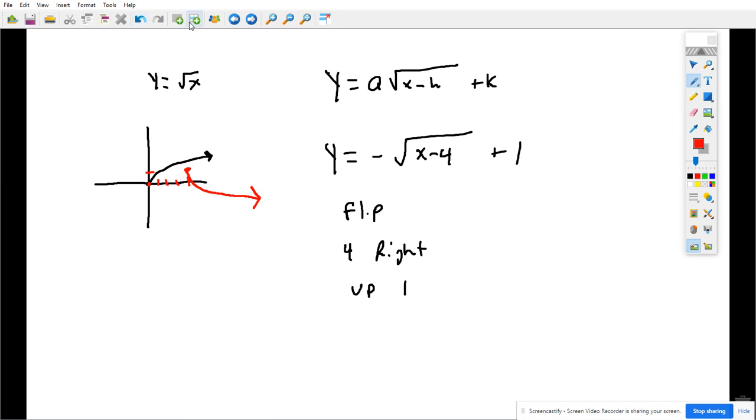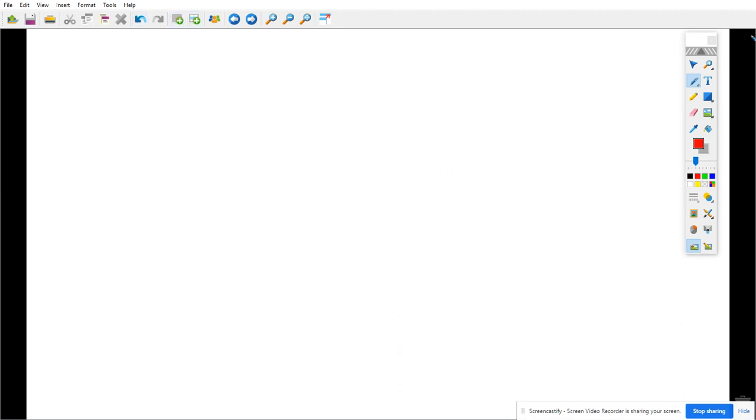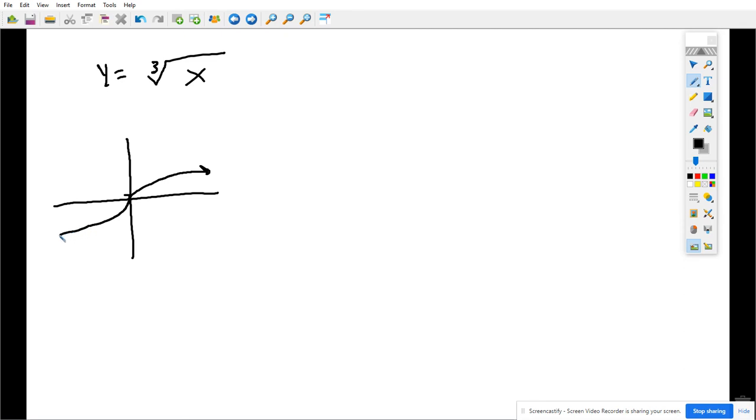Okay. Let's take a look at another graph. That graph is a cube root. And that graph is going to look something like this. Okay. It's kind of sideways, looks something like this. Okay. There we go.